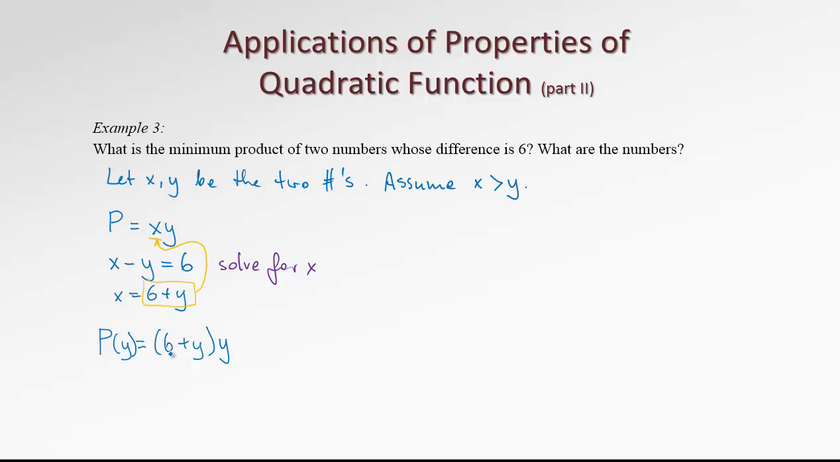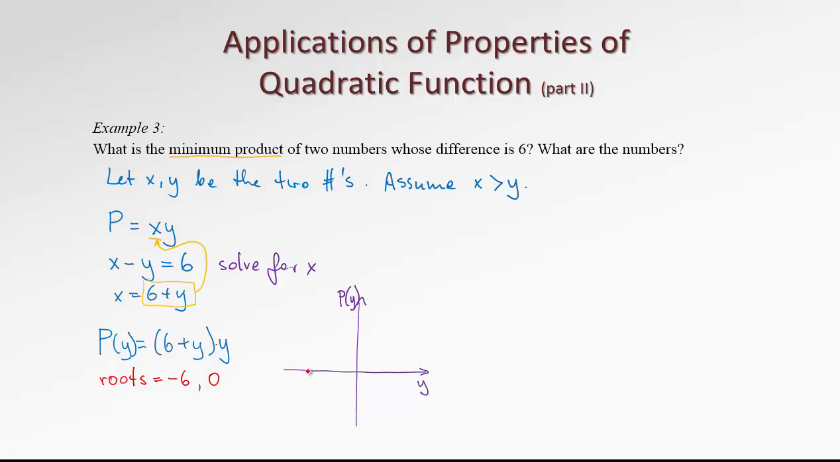And as you see, this is a quadratic function. Its graph is a parabola. Let's see how this parabola looks. Let's draw a system of coordinates. On the horizontal axis, we'll have y, and on the vertical, P of y, the product, right? Now, if our parabola is given in a factored form like this, it's easy to find the roots of it. So the roots are, from this bracket, y should be -6 in order to make it 0, and this factor gives us 0. We have two roots, -6 and 0.